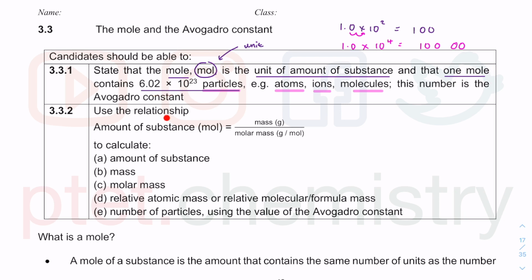We're going to use the relationship for the amount of a substance, which is basically the unit mole: the amount in moles is mass over Mr. This molar mass, in gram per mole, is the mass for 1 mole of a substance. And this is given by the relative atomic mass for an element, or Mr, which could be relative molecular mass for a compound.